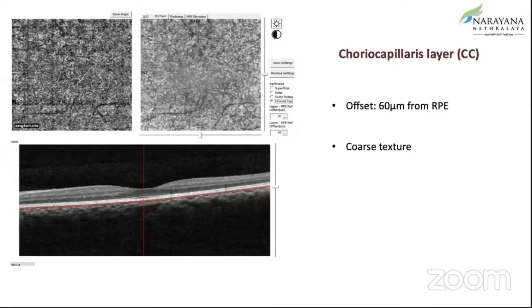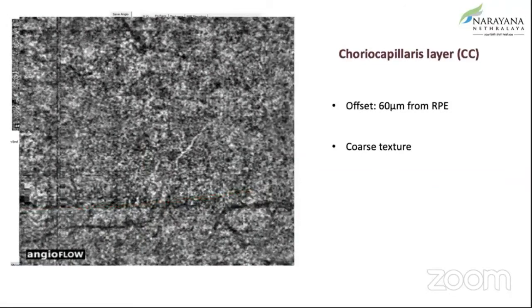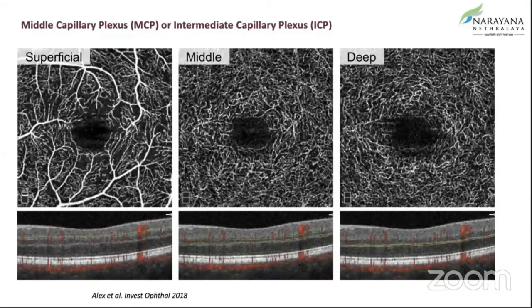And then finally, you have the choriocapillaris layer, which, as you can see here, covers the choriocapillaris and is about 60 microns from the RPE, and it has a very coarse texture. Now, after these initial layers were described, they came up with another layer called the middle capillary plexus, or the intermediate capillary plexus, which lies between the superficial and the deep. You can see it kind of has the features of both the superficial and the deep.